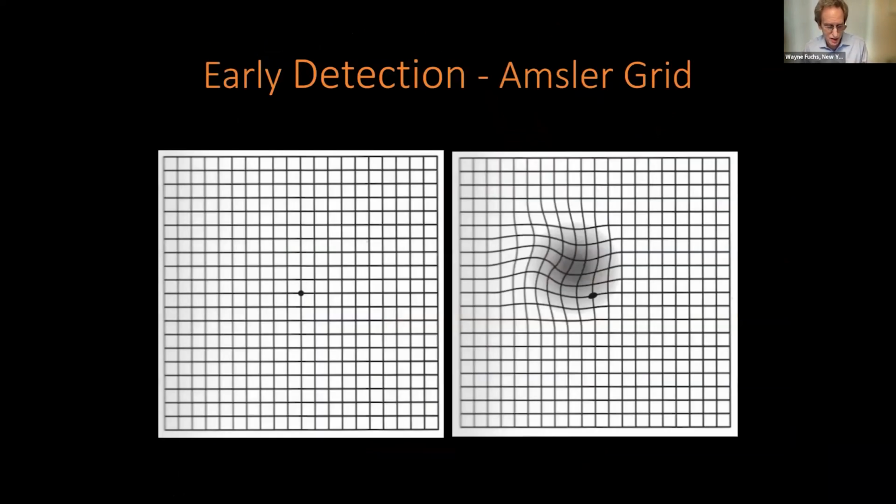Patients are provided with an Amsler grid, and it can also easily be downloaded from the computer. If there's a decrease in acuity or the grid develops distortion or blind spots, patients are asked to report these symptoms immediately.